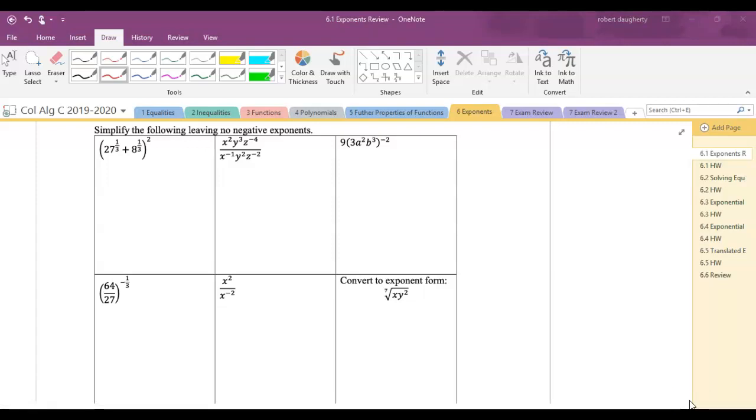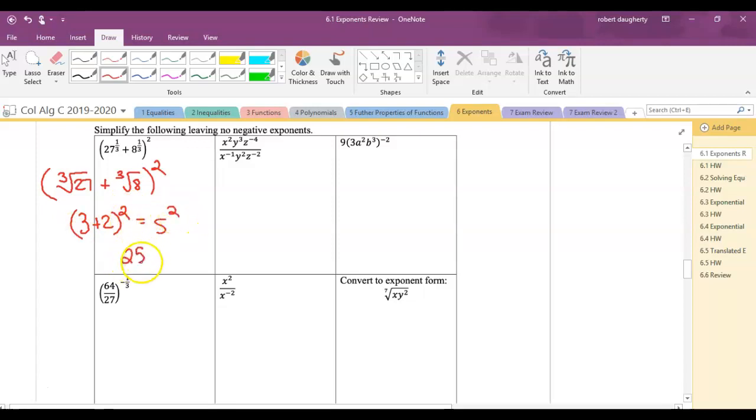So simplify these expressions, leaving no negative exponents. What I have in the first one here is the cube root of 27 plus the cube root of 8. All of that is squared. What's the cube root of 27? What number can multiply 3 times and give me a 27? That's 3. Cube root of 8, that's 2. This is 3 plus 2, squared. What's 3 plus 2? That's 5. This number is 25.